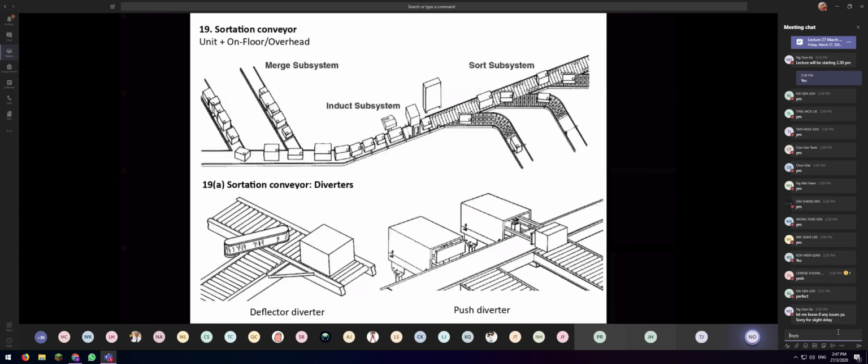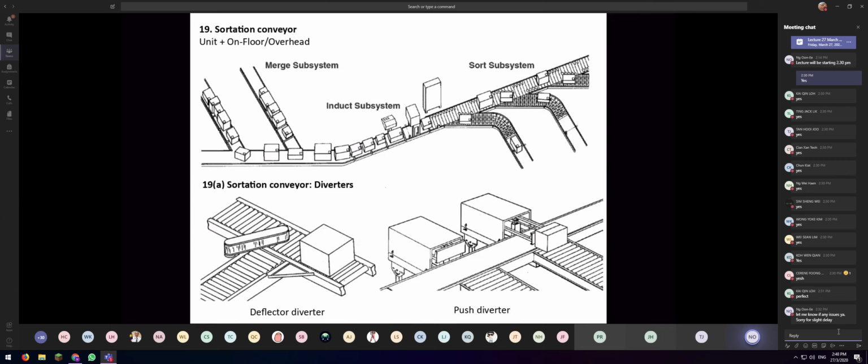Okay, the sortation conveyors. These are the ones where, in a conveyor system, there are forks in the road, and so certain items, maybe item A will continue, but item B will be shunted off to a different conveyor system. You can also have items A and B coming from different sources and all merging. We can call the portion where the merging is done the merge subsystem, and then the sort subsystem.